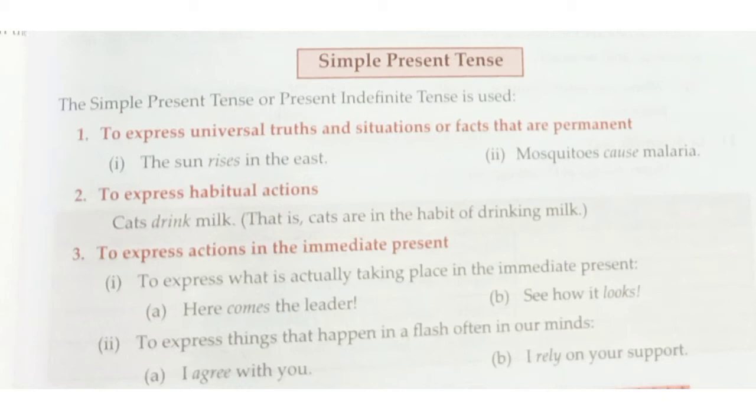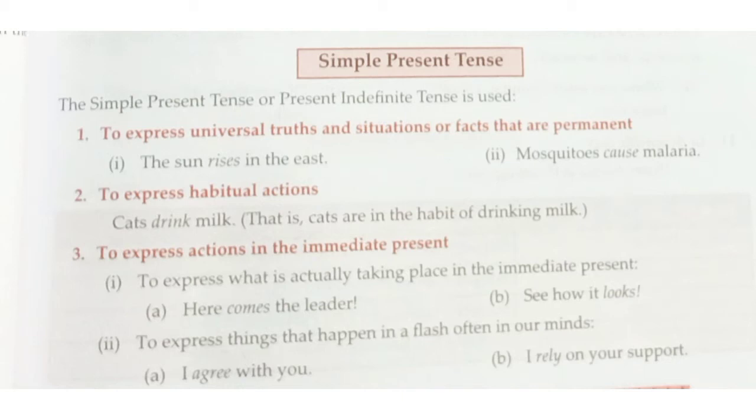Okay, so it is quite natural, and the sentence becomes an exclamatory sentence. Here the exclamation sign comes at the end. See how it looks. So there again the tense is present indefinite, but an exclamatory sentence. When we try to express the immediate present with the present indefinite tense, we tend to use the exclamatory sign at the last. Then we also use it to express things that happen in a flash, often in our mind, not in reality.